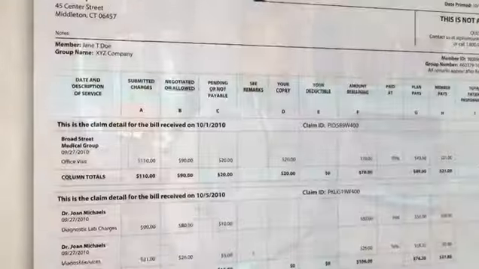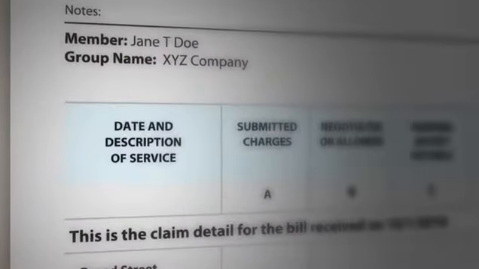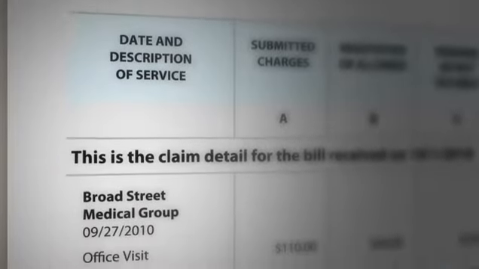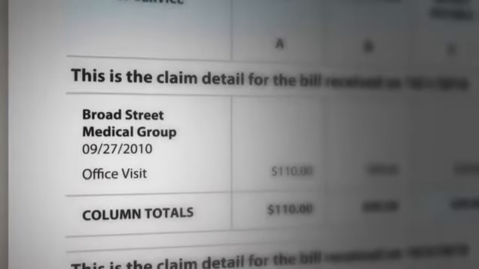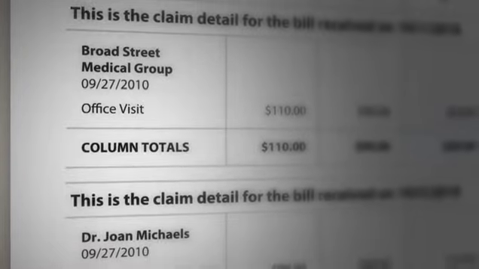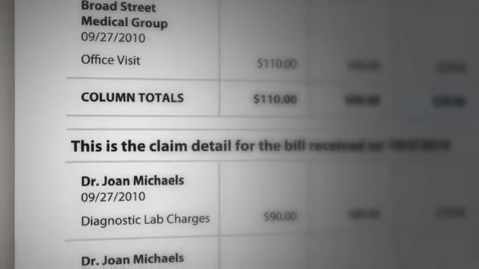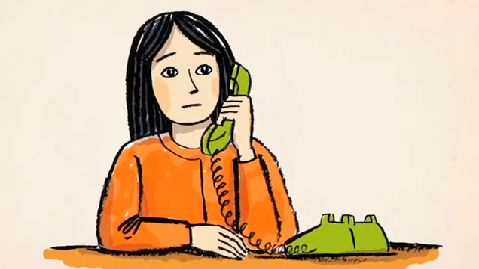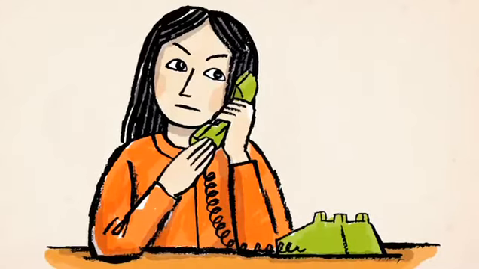The first part of the table is often labeled Date of Service, or Service Date, and Description of Service, or Service Code. This shows the services or procedures for which you or your provider is seeking reimbursement. For more information about these services, call the phone number or visit the website provided on the EOB.